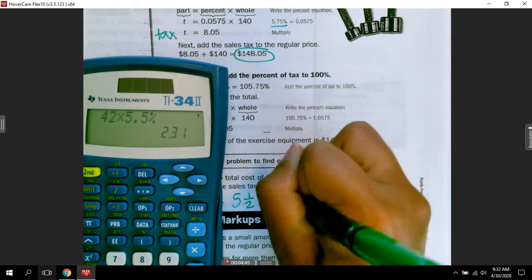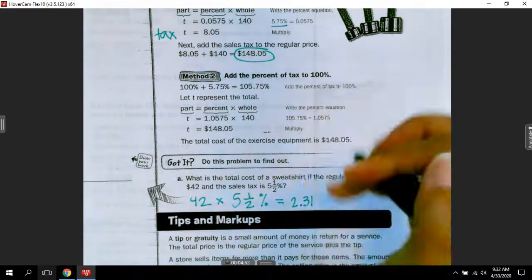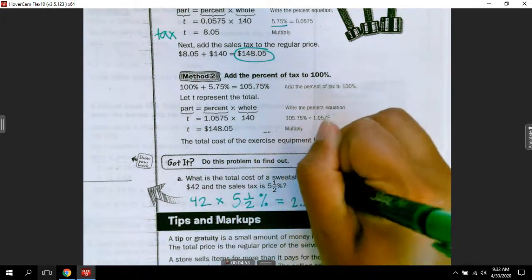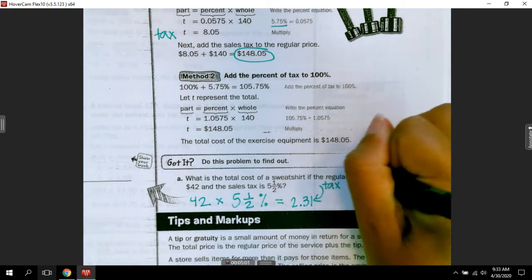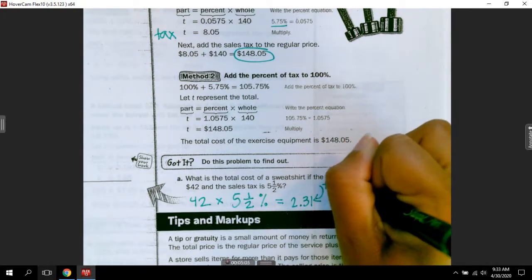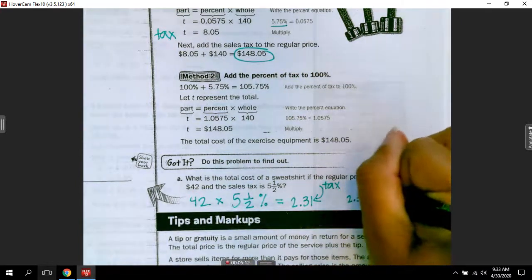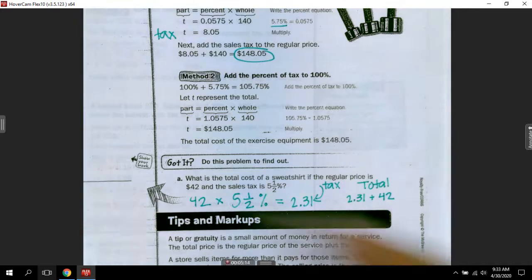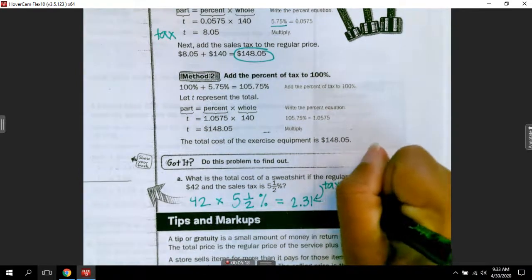So I get 2.31. That right there is your tax, okay? So your total cost is going to be that tax, $2.31, plus the original price, which was $42. Okay. So when you add those two together, let's see, 42 plus 2, 44.